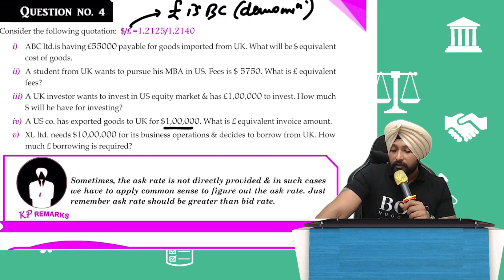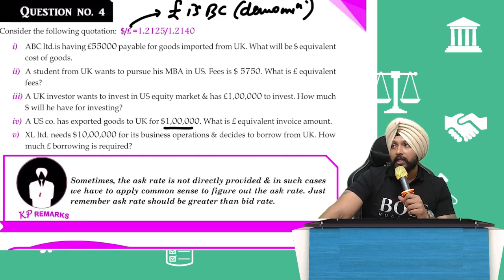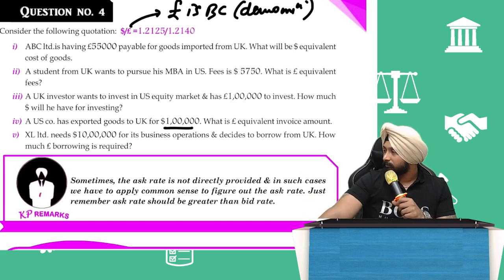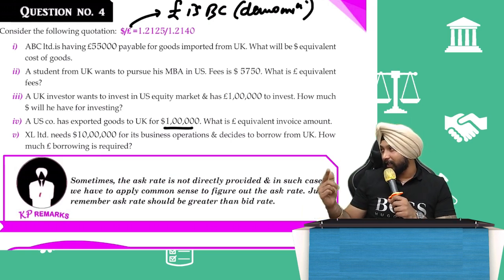Okay. Now the question is whether bid rate will be used or ask rate will be used, and I need your explanation for that. Okay, you explain. But it is given US company has exported goods to UK for $1 lakh. It's not about selling, it's about explanation.